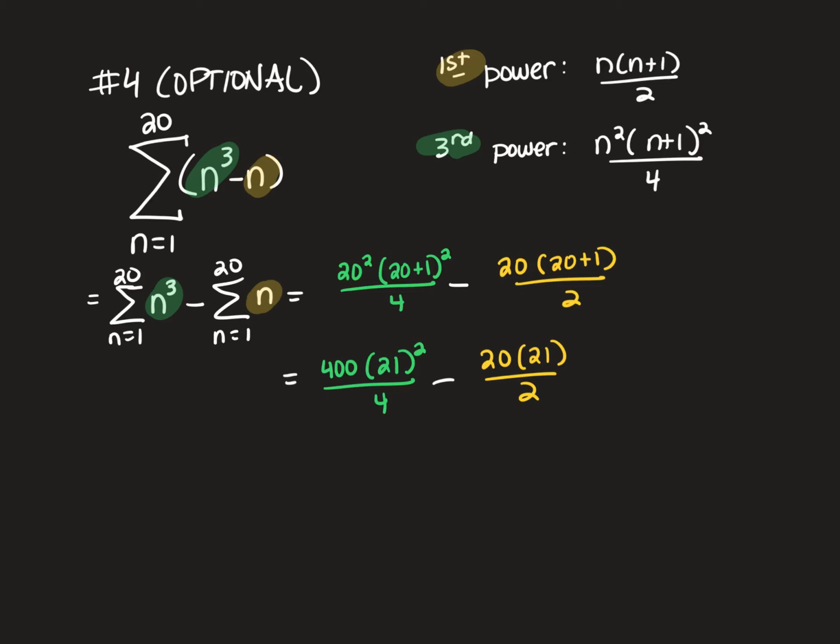And then, guys, at this point, like I've said before, this is when you would want to use your calculator. So when we start using our calculator here, we're going to get that this first term is 44,100, and then we'll subtract 210, and then just use your calculator to actually find the difference there of 43,890.